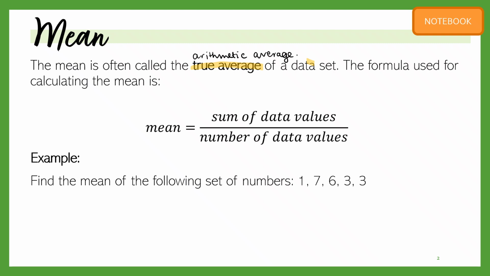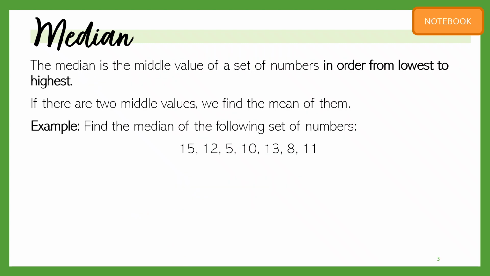Okay, so for this set here, we have 1, 7, 6, 3, and 3. So we're going to add those 5 together and then divide that by 5. Now, if I add that together, I'm going to get 20 and divide that by 5 gives me 4, okay? So sometimes your mean might not even be present in your data set, but if I take into account all the numbers in that data set, that gives me that true average of the set.